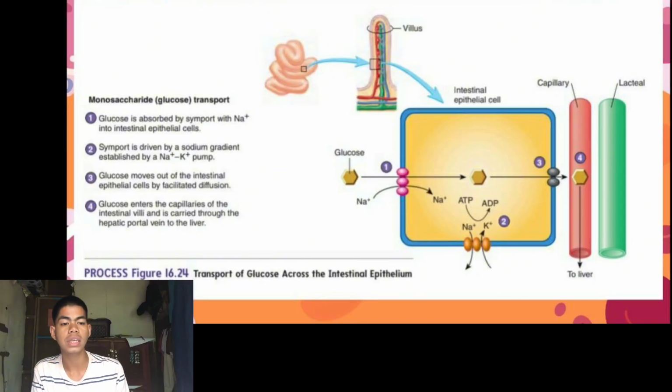First, glucose enters the intestinal epithelial cell together with sodium, using a transport protein. This process works because of a sodium-potassium pump, which keeps the sodium gradient balanced. Once glucose is inside the cell, it moves out into the blood capillaries through another transport protein. From there, it travels through the hepatic portal vein to the liver, where it is either stored or sent out to the rest of the body for energy.